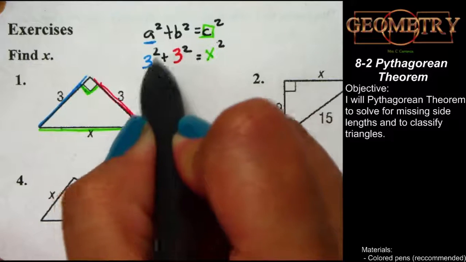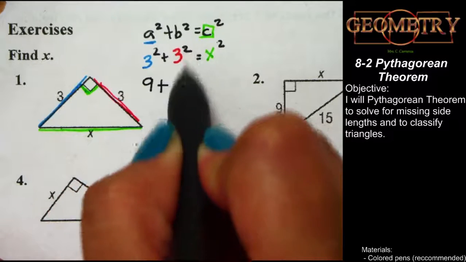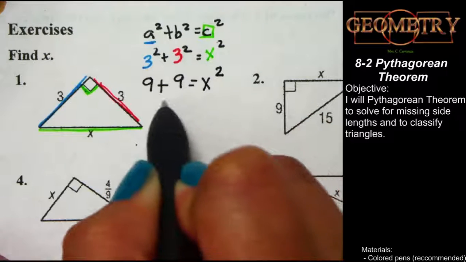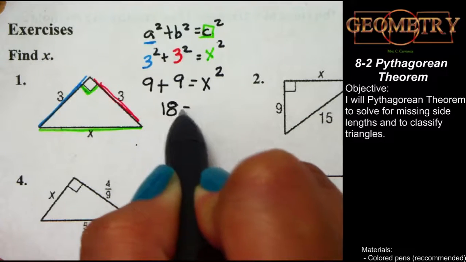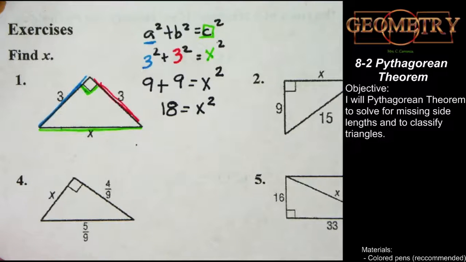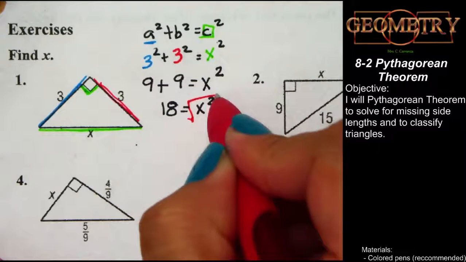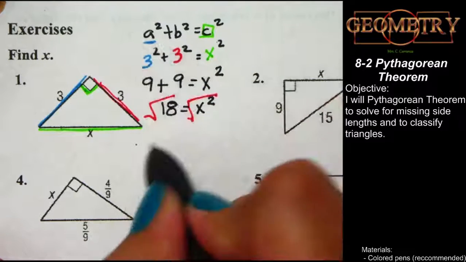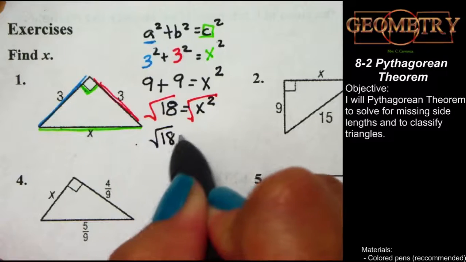I have 3 squared, which is 9. 3 squared is 9. That equals x squared. 9 plus 9 is 18. And in order to get rid of a square power, you must take the square root. So the square root of 18 is the value of x.